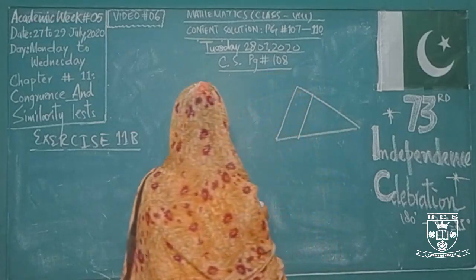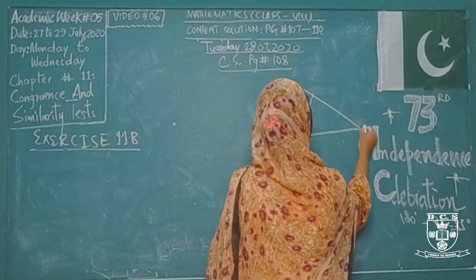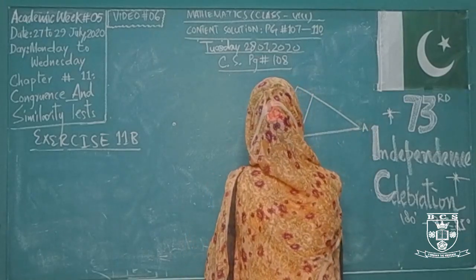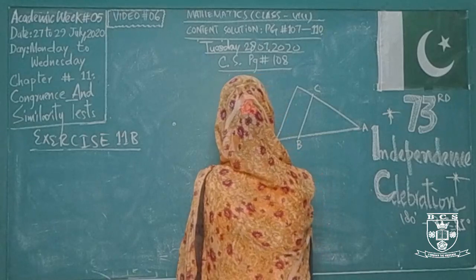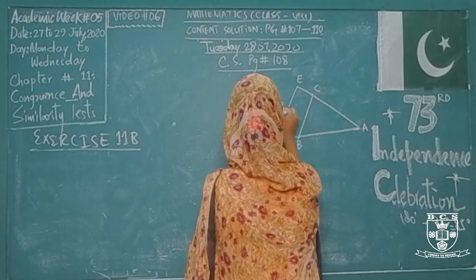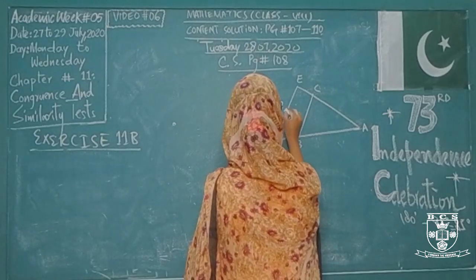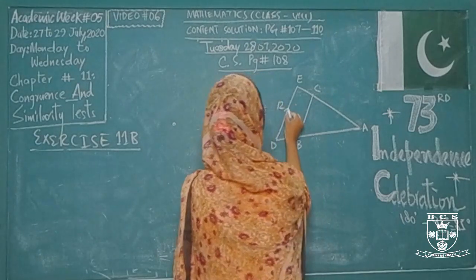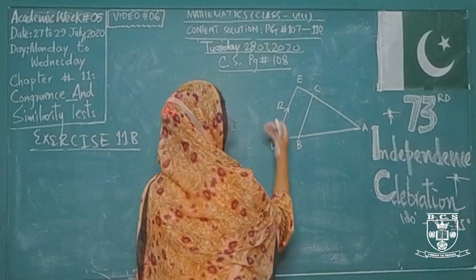Yes, this is the shape of a triangle. This is A, B, C. Here we are having D and E. This side is 12. We are also having the arrows. Why are we having the arrows? We are having the arrows for showing the direction of the line.